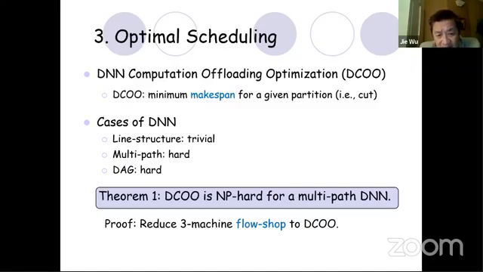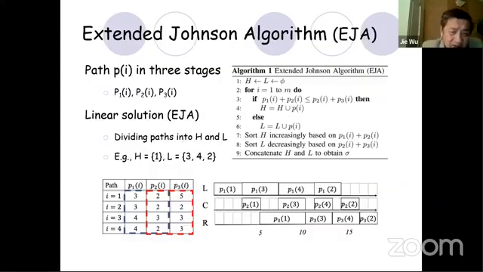Now what we're going to do: we go back to the first page, where I mentioned that if you're facing a difficult problem, can you come up with an easier one and solve it? That's what we try to do. Obviously for linear we can solve it; for multipath, how do we handle that? We look at one of the classic, very old results called the extended Johnson algorithm. I'll show this one. Again, assume that you have a multipath.